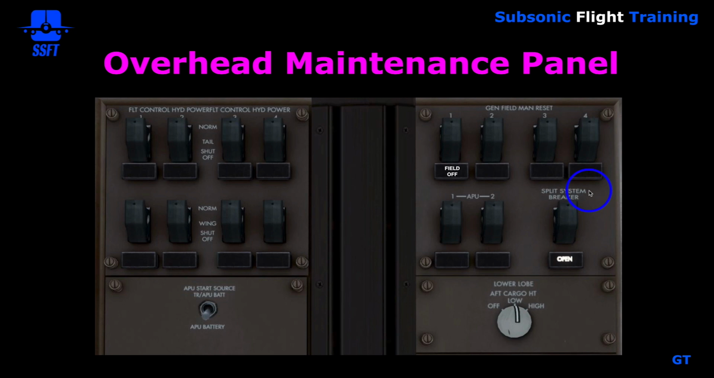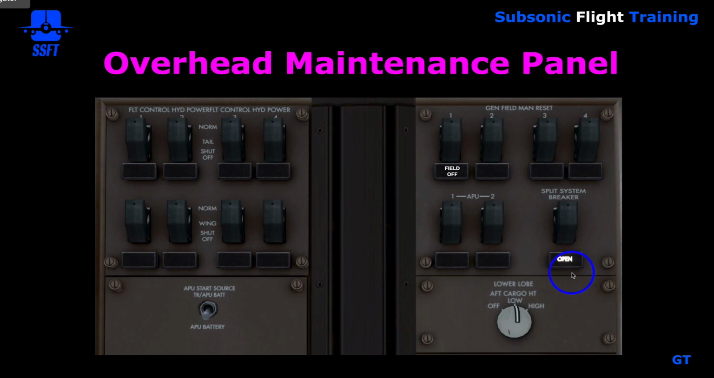The overhead maintenance panel, we normally would check this during our cockpit setup, and we'd make sure there are no lights and the guards are closed. The only light you might see would be the split system breaker open light. And this is the light that will tell you if the SSB is open or closed. You can also see this on the Synoptic. There'll be a representation of the SSB on the Synoptic. You cannot see it on the electrical overhead panel.